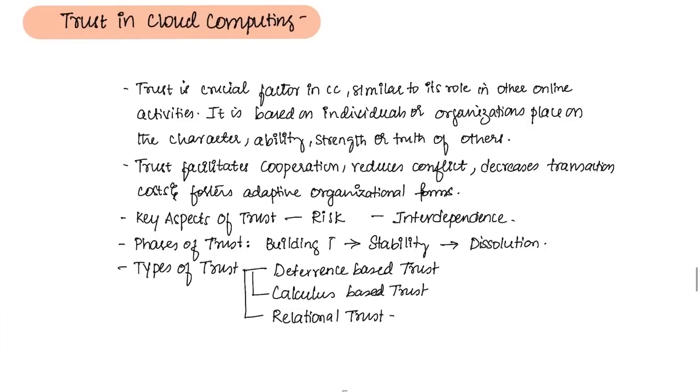Moving further, we have trust. So trust is a crucial aspect in cloud computing. It is similar to its role in other online activities. Trust is very important. It is based on the confidence individuals or organizations place on the character, ability, strength, or truth of others. So trust will facilitate cooperation. It will reduce conflict, decrease transaction cost, and foster adaptive organization forms. So we'll look into what are the key aspects of trust.